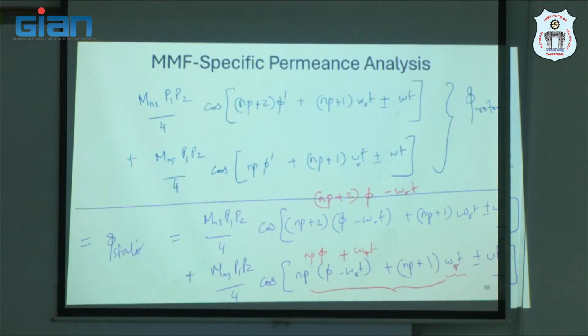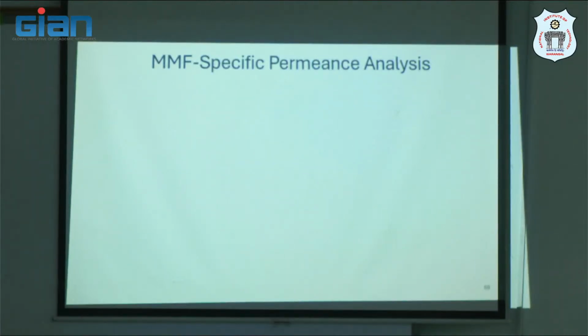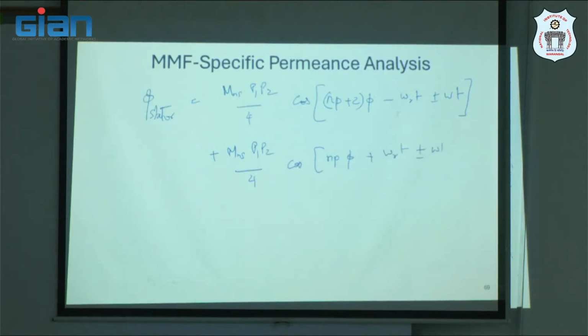So let me rewrite this on next slide using simplified form. So my flux in the stator reference frame would be M_NS P1 P2 by 4 cos of (NP plus 2) phi minus omega t plus or minus omega t, plus M_NS P1 P2 by 4 cos of NP phi minus or plus omega t plus or minus omega t. Right?